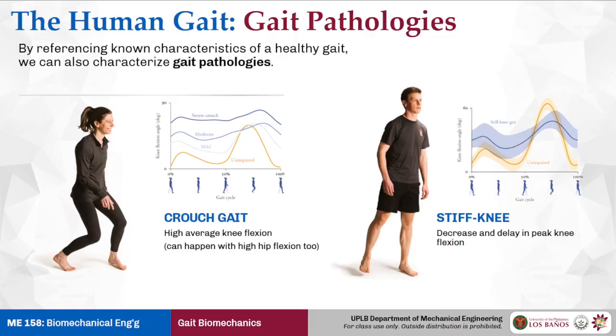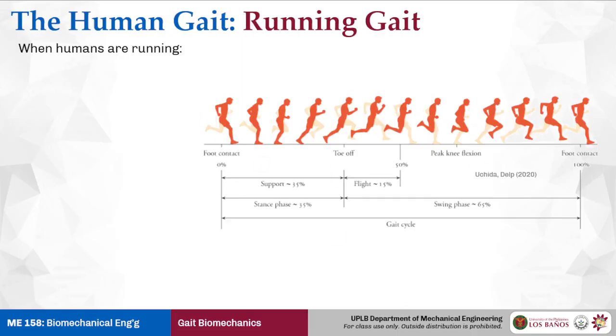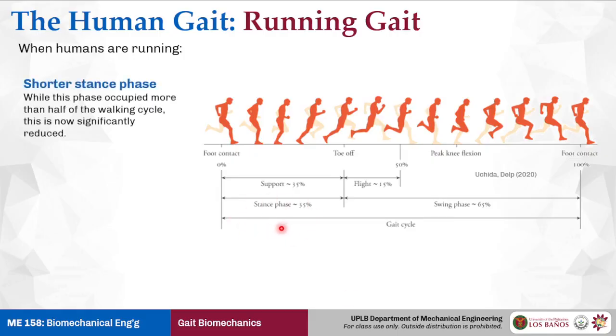Now let's look at the running gait and compare it to the walking gait. This is what our body looks like when we are running, or rather, this is what a healthy human running gait looks like. What you notice here is this is my stance phase. In walking, our stance phase covers a little more than half of the cycle. But in running, your foot is in contact with the ground only around 35% of the time.